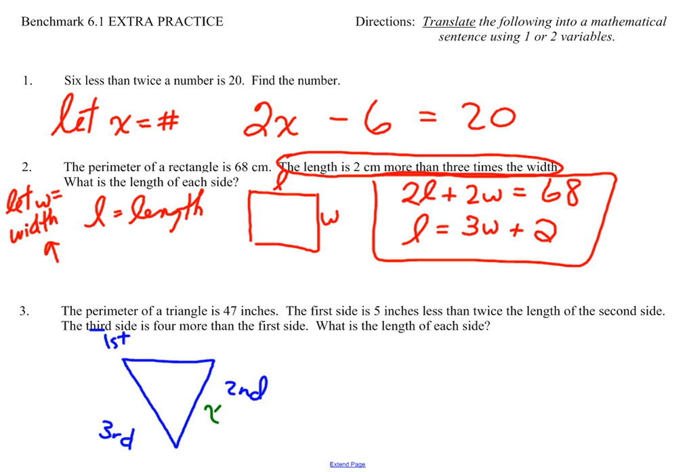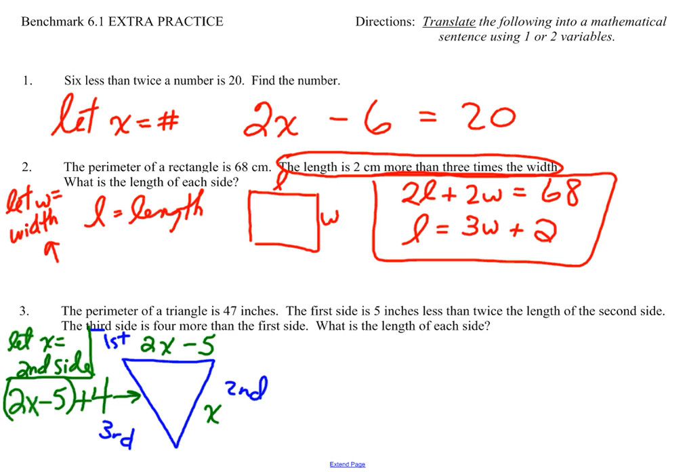The first side is 5 less than twice the length of the second side. So I'm going to call my second side, because I'm going to do something to that, my x. So let x equal my second side. And the first side is 5 less than twice the length of the second side. So I already have 2 sides labeled. And the third side is 4 more than the first side. Now the first side is 2x minus 5.